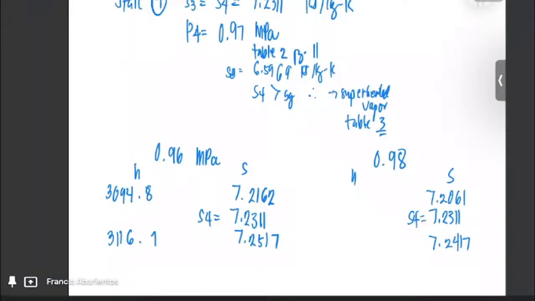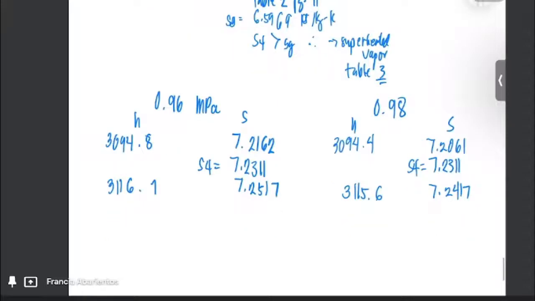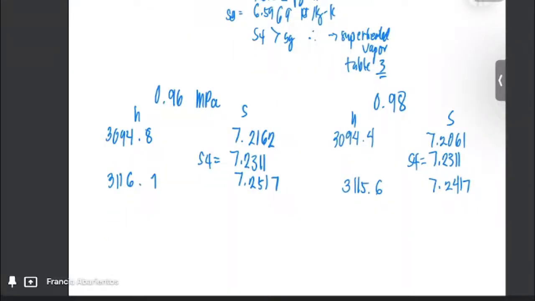0.4, we have 3.6. Okay, what is now, after that class, saka pa lang tayo re-interpolate ng 96, 97, and the 98. So this is now the pressure at 0.4 MPa. And hahanapin natin yung H4 natin. So, sige, interpolate. At the H at 0.96.